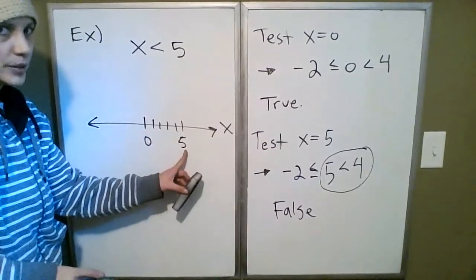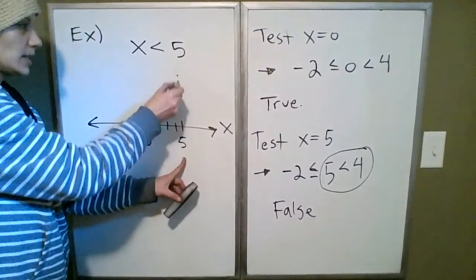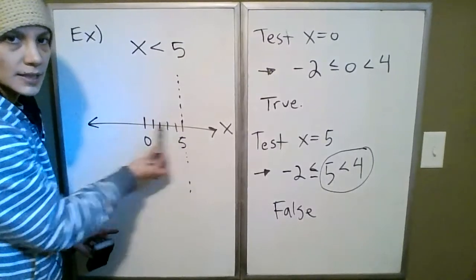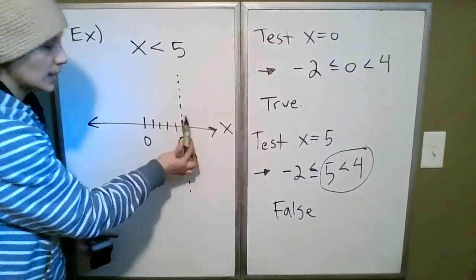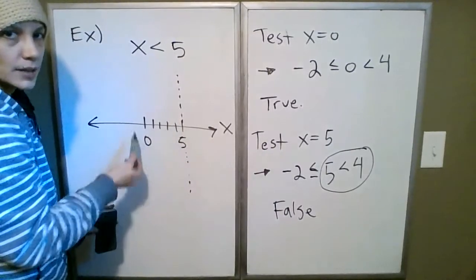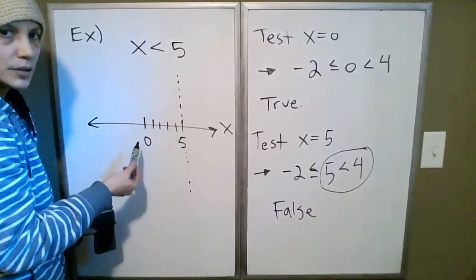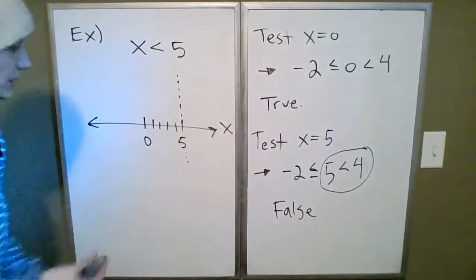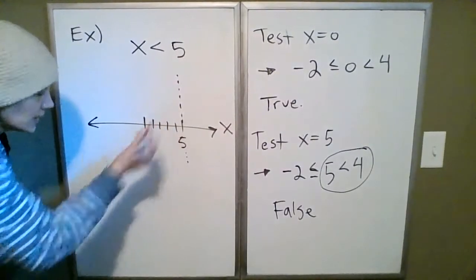5 is my critical number. That splits this number line into 2 sections. This section, where we pick a test point, and that section, we'll test a point. Let's go ahead and test. You can test 0, you can test any negative number, or let's test x equals 1.